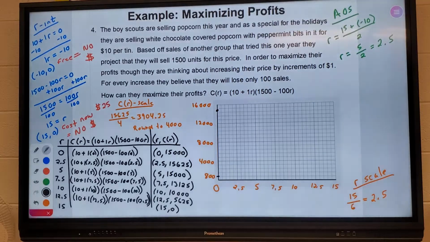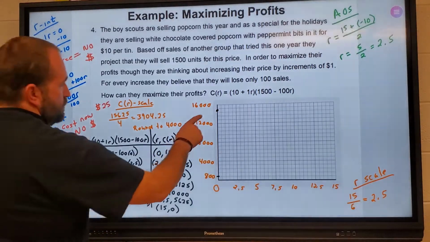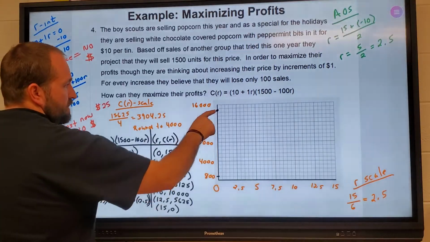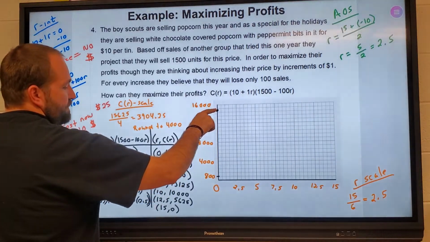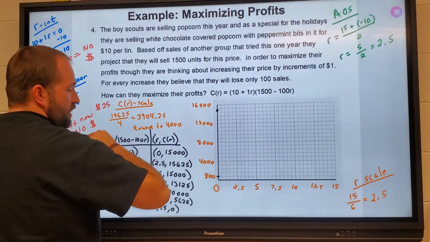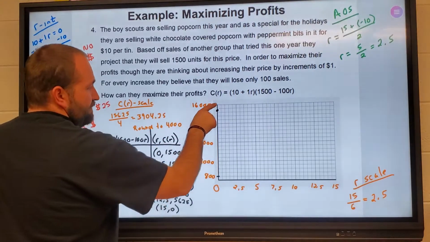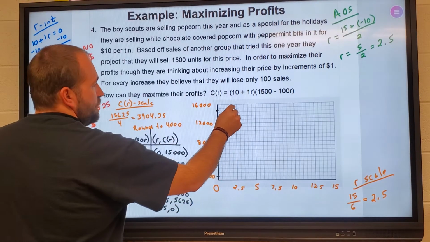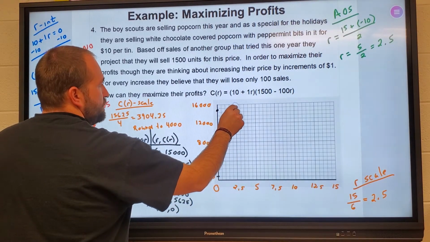At 2.5, I have 15,625. So I'm really close to this top line here. This would be 15,200. Okay, so I'm kind of in between there. So I have here, I go in the middle there.